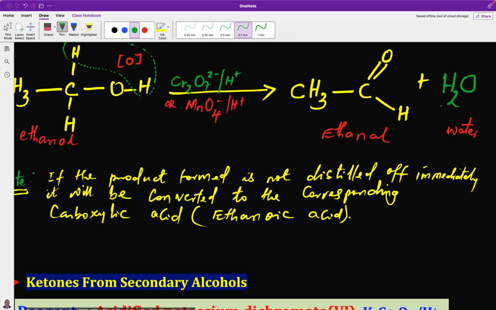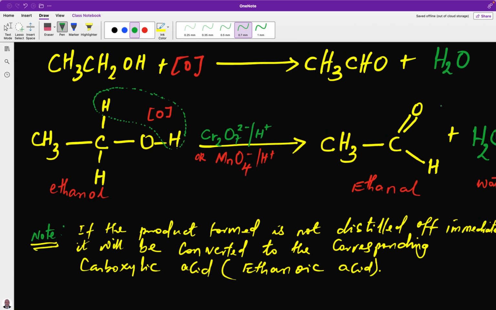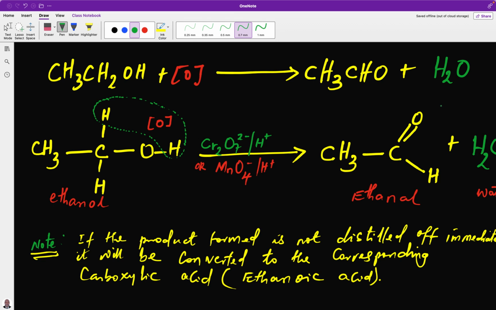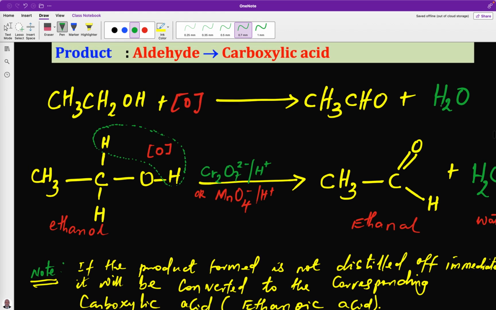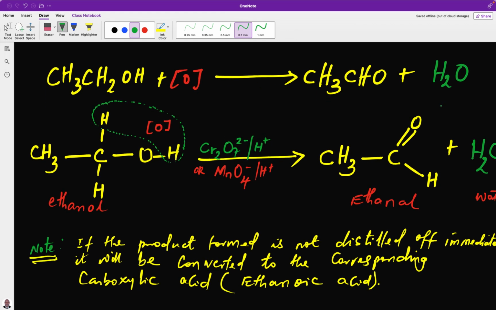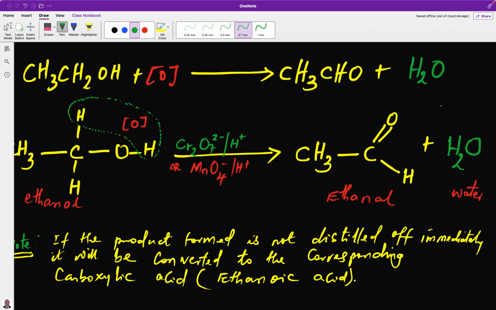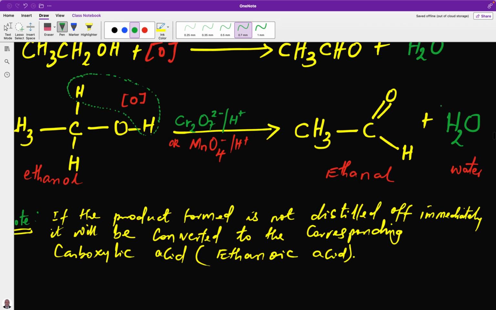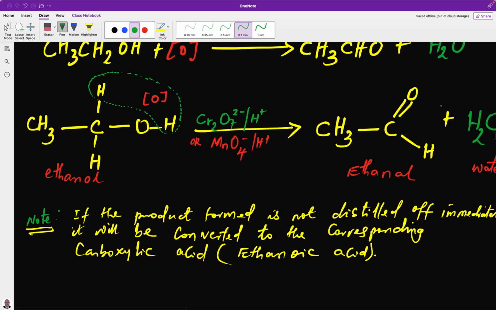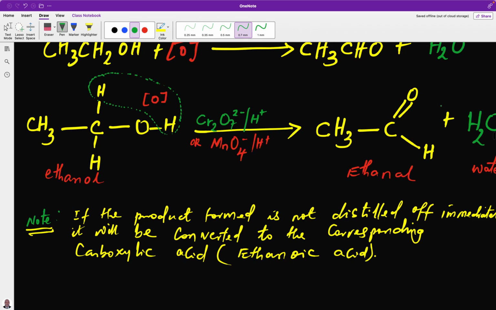Okay, we are done with the preparation of aldehyde from primary alcohol. Now we can move to the preparation of ketone from secondary alcohol.